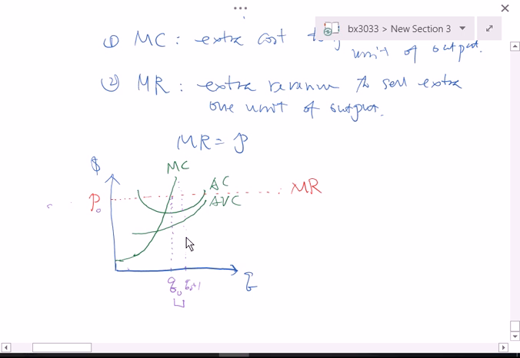Okay. So now we should see that the optimal quantity is the level of quantity Q0 such that marginal revenue is equal to marginal cost. Or the intersection, where this red marginal revenue curve and this green marginal cost curve intersect with each other. So at this point, that's where you should produce.